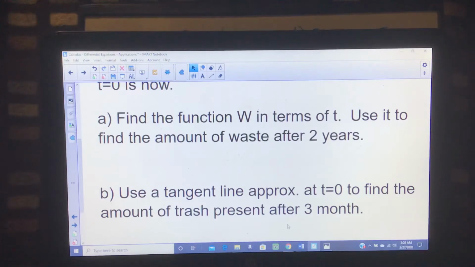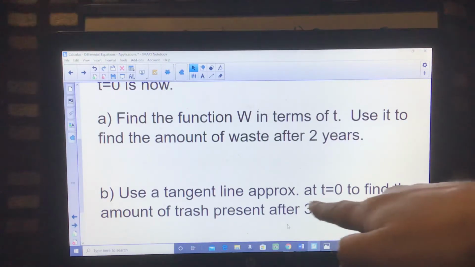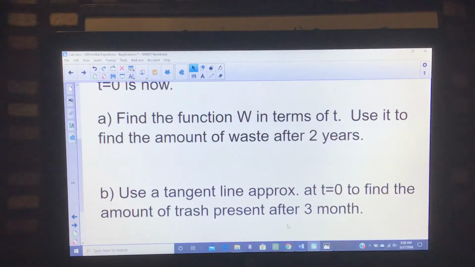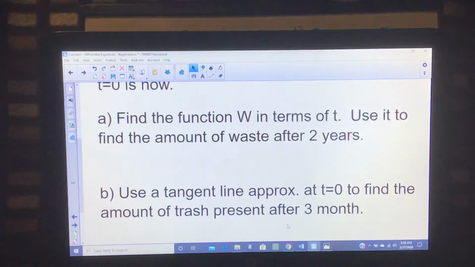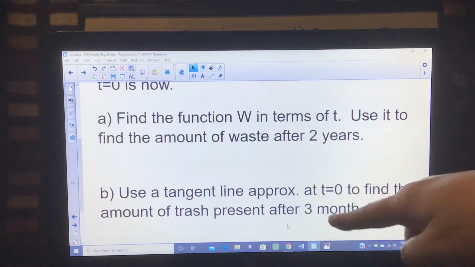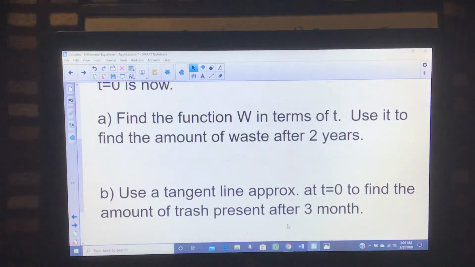Part B then ties in something from a previous topic in the course, basically using a tangent line approximation. Remember, a tangent line approximation is used to get a value that's nearby the starting value. So they want the tangent approximation at 0. They want us to use that to find the amount of trash present after 3 months. Now, kind of a strange question because we'll actually have the waste function. So we could have just plugged in 3 months, which is a quarter of a year, into the waste function, but they want to test concepts.